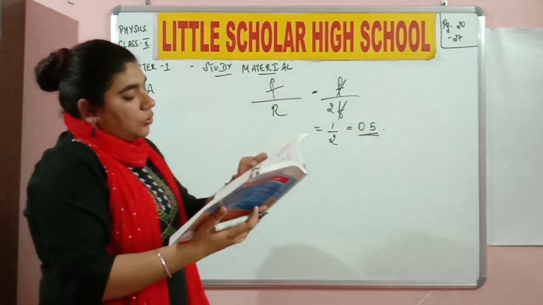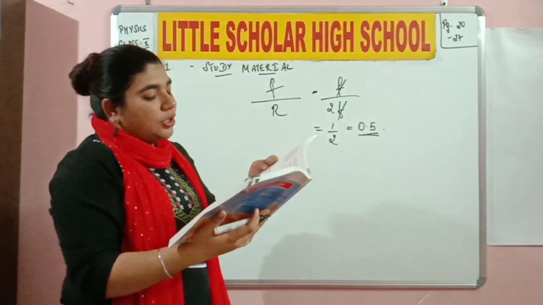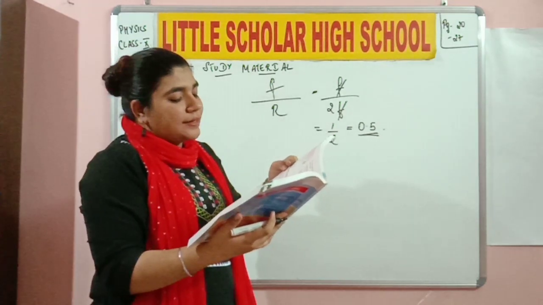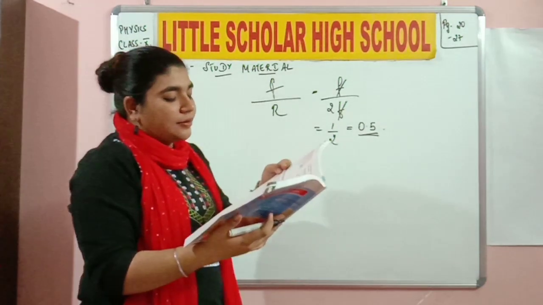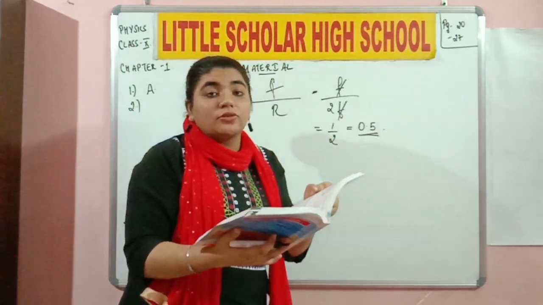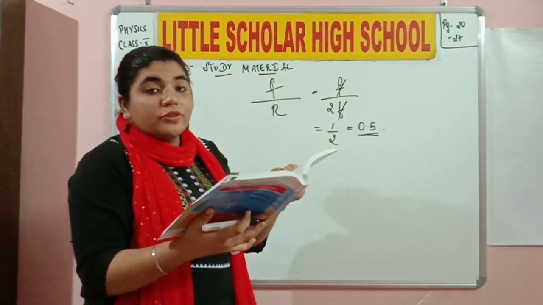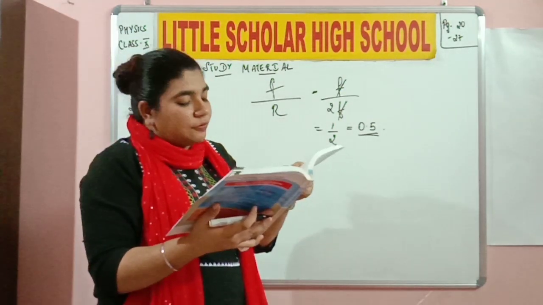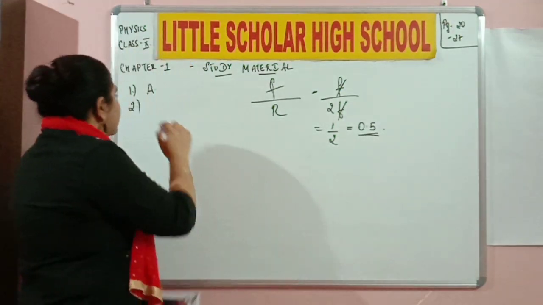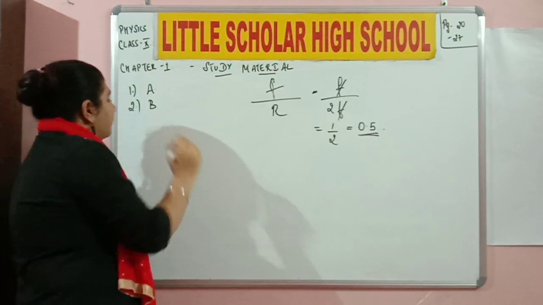Second one. The object distance U, image distance V, and the focal length F for a spherical mirror are related as. Basically, they are asking us to write down the mirror formula. What is the mirror formula, class? 1 by F is equal to 1 by U plus 1 by V. So what is the option? Second one is option B.